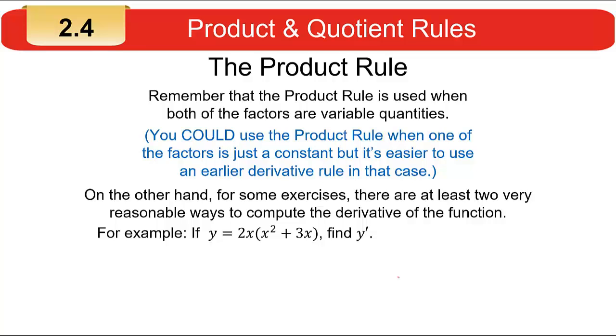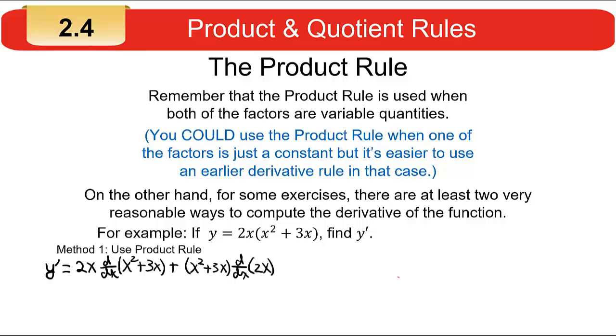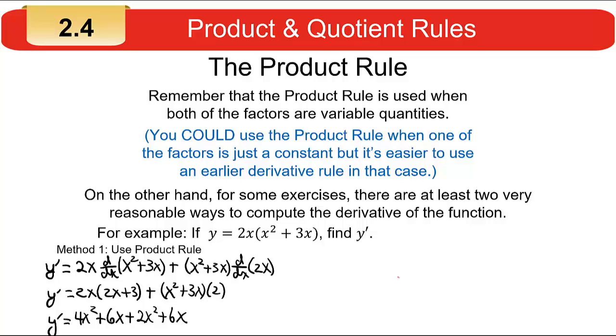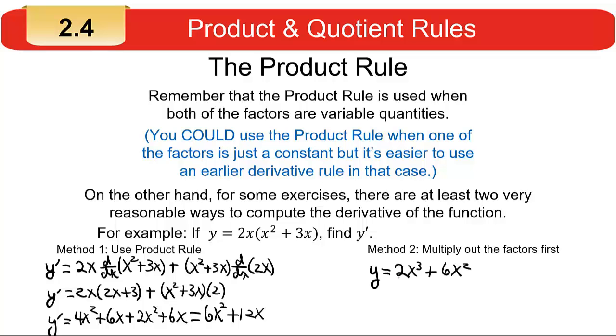A simple example, if you had y is equal to 2x times the quantity x squared plus 3x, if you just apply the product rule directly, you've got the first factor times the derivative of the second plus the second factor times the derivative of the first, and those two derivatives are extremely simple. And then if you multiply out the parentheses in those two terms and collect like terms, you'll end up with 6x squared plus 12x. But you could decide, well, I'm just going to multiply it out before I even start.